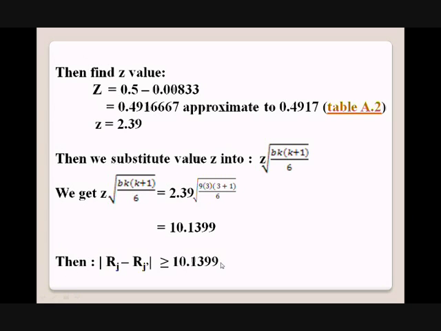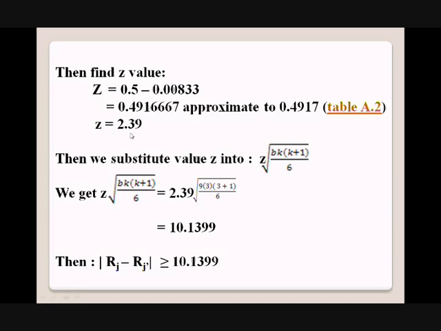Then we find the z value. Z equals 0.5 minus 0.00833, that is the value that we got before, the value of alpha over k times (k minus 1). Then we get 0.491667. We approximate this number to 0.4917, and after using table A.2, we get the value of z equal to 2.39. The problem here is how we can get the value of z equal to 2.39.